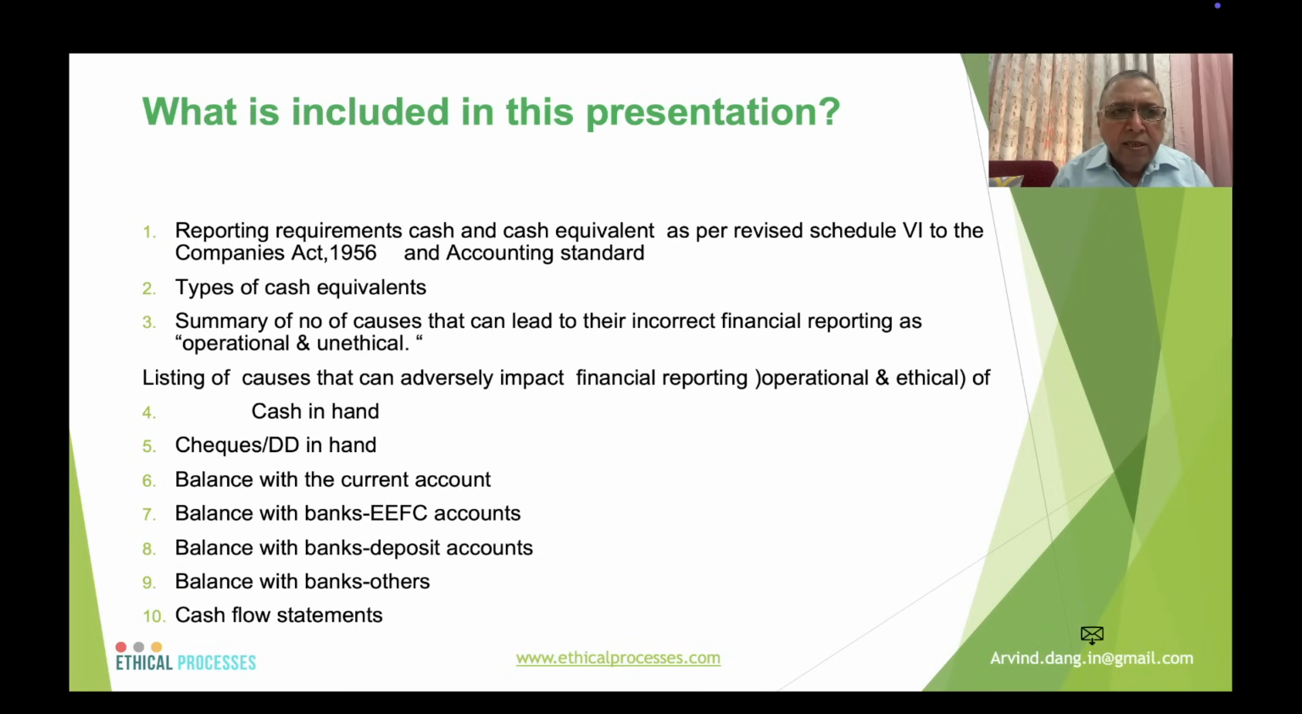What I plan to include in this is the reporting requirements of cash and cash equivalent as per Schedule 6 to the Companies Act 1956 and Accounting Standard, types of cash equivalents, a summary of the number of causes that can lead to incorrect financial reporting, operational and unethical, and a listing of causes that can impact financial reporting, both operational and ethical, for each one of the cash and cash equivalent items: cash in hand, checks and DD in hand, balance with current accounts, balance with banks EEFC account, balance with bank deposit accounts, balance with the banks others, and cash flow statement as an add-on.